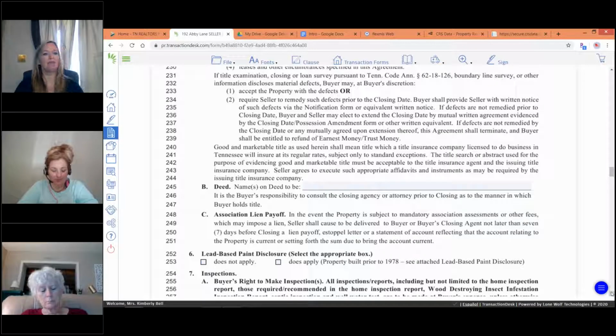Line 245, deed, name on the deed. If Sonia and I wanted to buy a property together, but I just wanted to be the only person carrying the loan, my name would be over here on the contract itself as the purchaser. The name on the deed would be Kimberly and Sonia. And then you want them to consult with the closing agency.